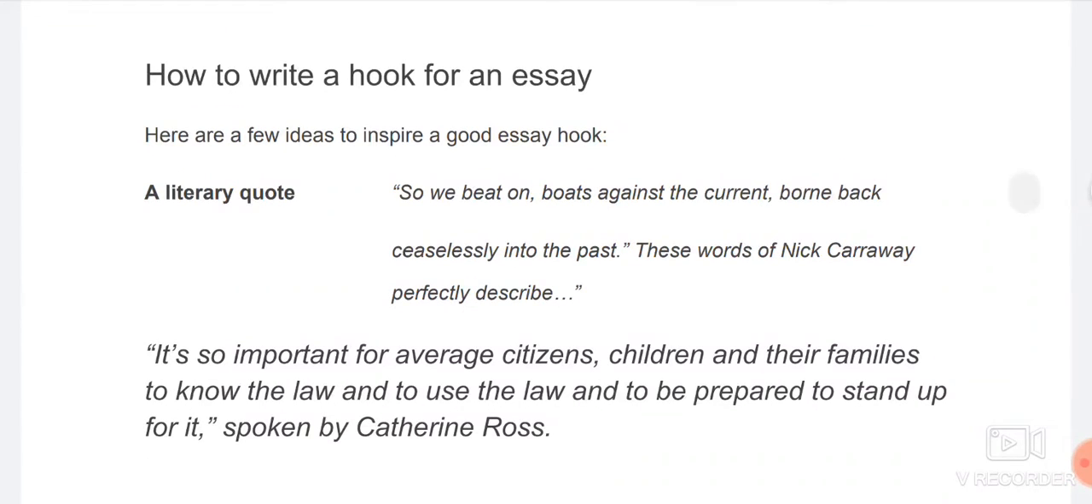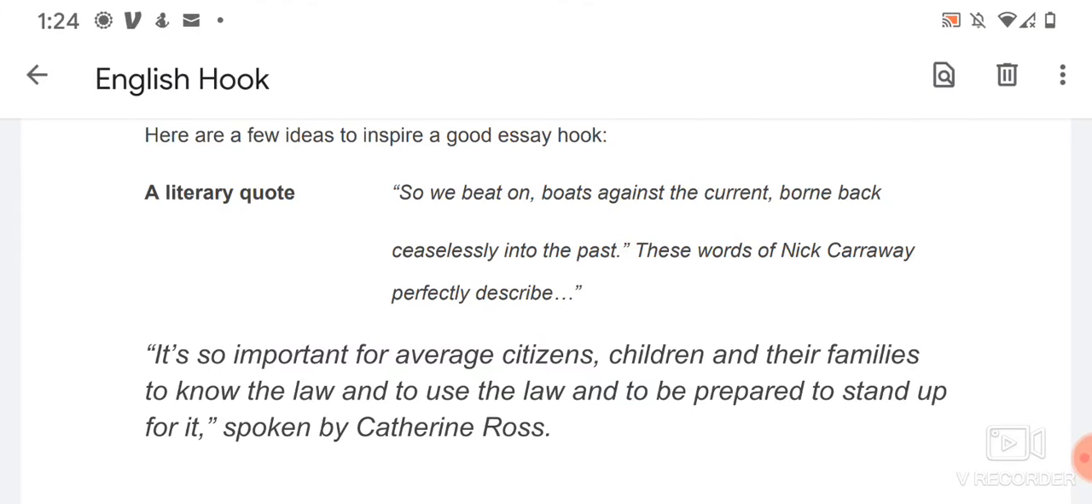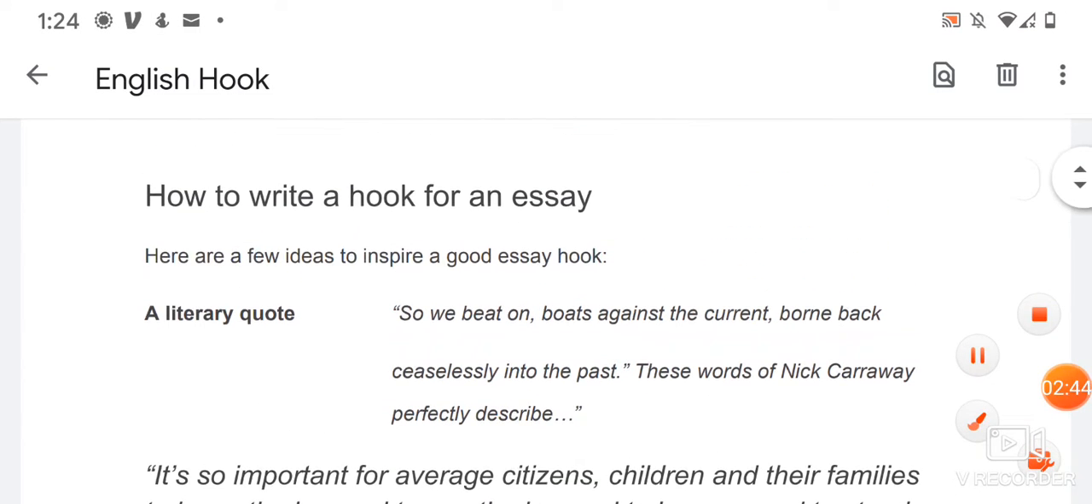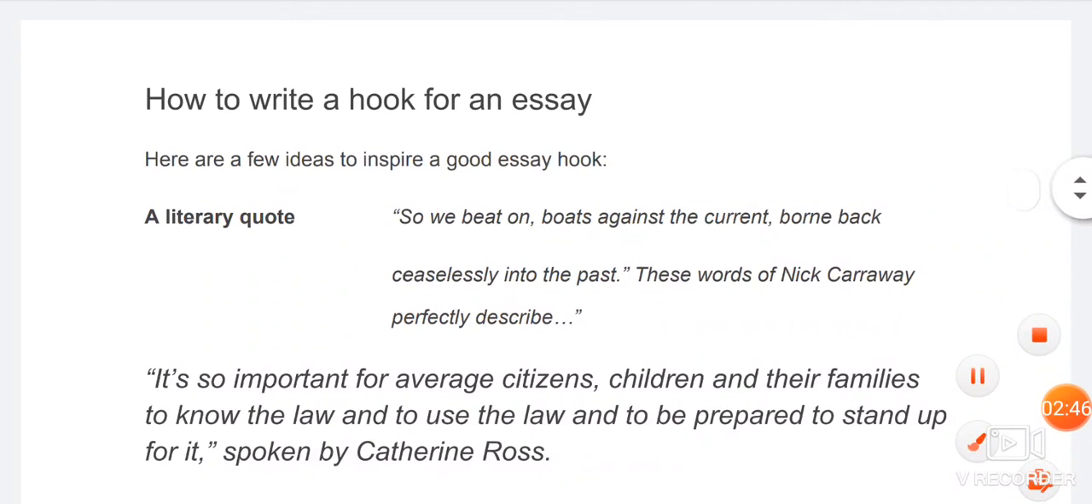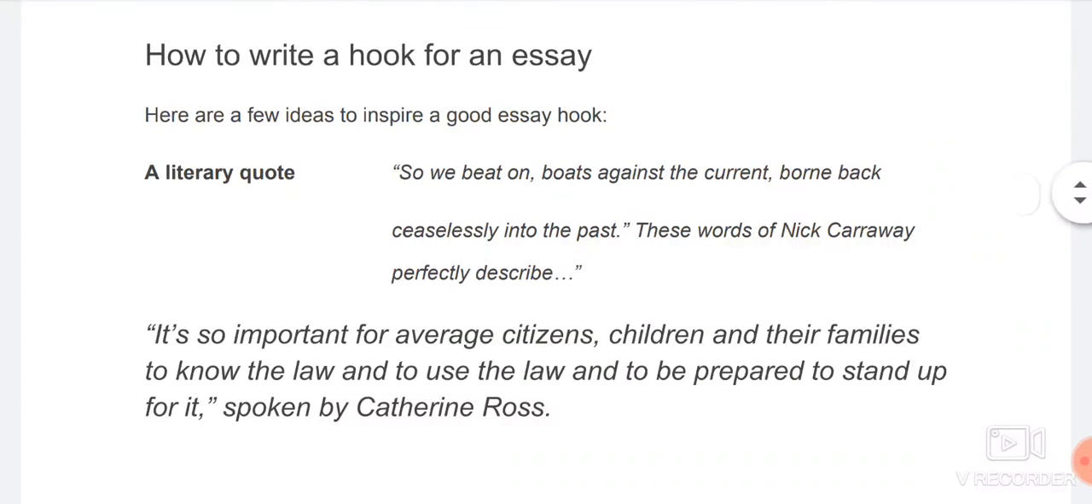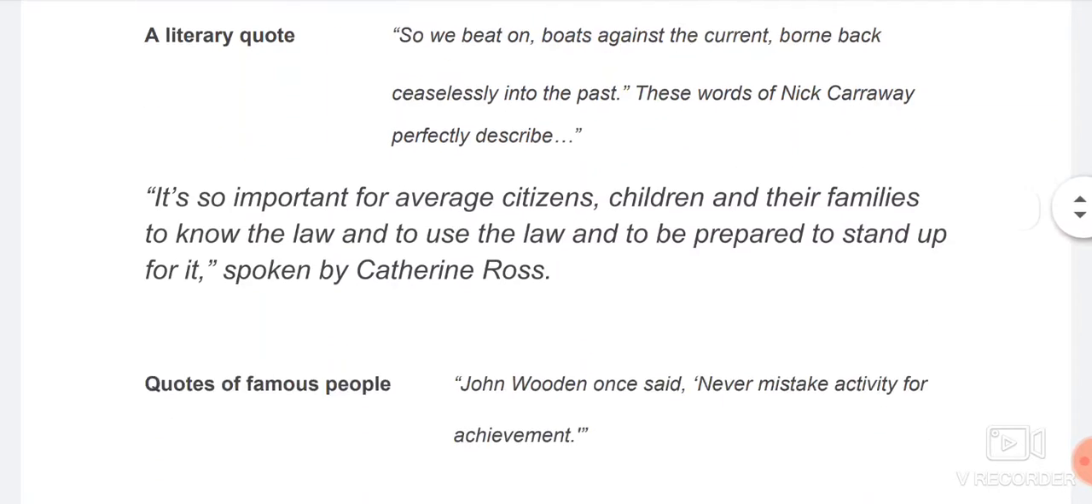So one of the ways that you can write a hook sentence for an essay is by simply using a literary quote. So you can use a quote from one of the passages to help inspire people to continue reading your essay. So you can see there are a couple different examples of literary hooks here.